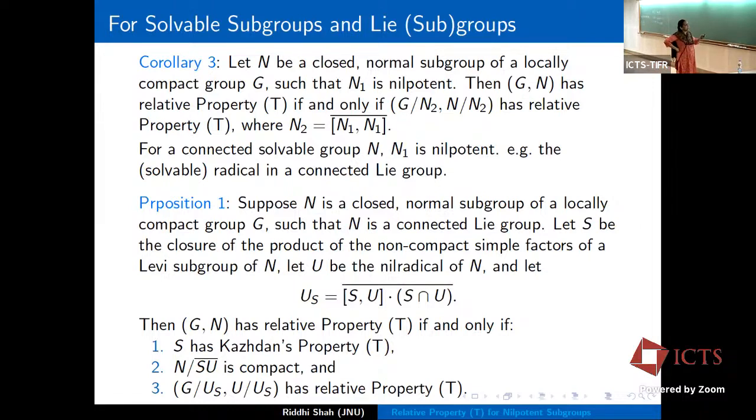And then let U be the nilradical of N. Nilradical is the maximal connected nilpotent normal subgroup. Then (G, N) has relative property T if and only if S has Kazhdan property T, N/SU bar is compact, and G/US has relative property T. So this is sort of the maximum thing you can get for relative property T for Lie groups.